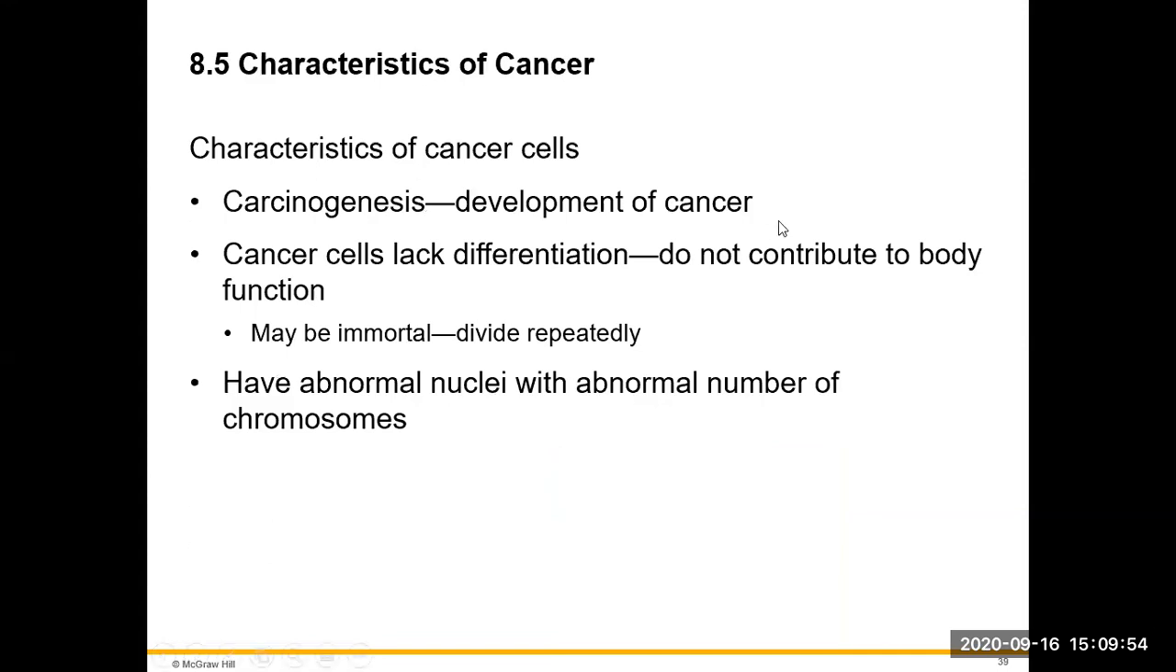The development of cancer is called carcinogenesis, and cancer cells lack differentiation. In fact, they don't have any function. Their only function is to divide themselves uncontrollably, and this makes the normal functioning of the cell really difficult. They might be mortal, not literally, but compared to the other cells they look immortal. And they have abnormal nuclei with an abnormal number of chromosomes.